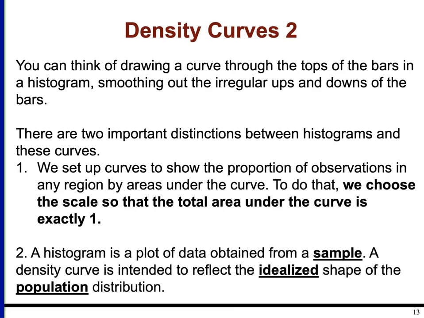But there are a few distinctions between histograms and density curves that we want to recognize. The first one is that we set up the curves to show the proportion of observations in any region by areas under the curve. So in order to do that, we will choose a scale so that the total area under the curve is exactly 1. That's really important, that we recognize that any region is giving us the proportion of observations. What fraction of the whole is in that region represents the proportion of the observations in that region.